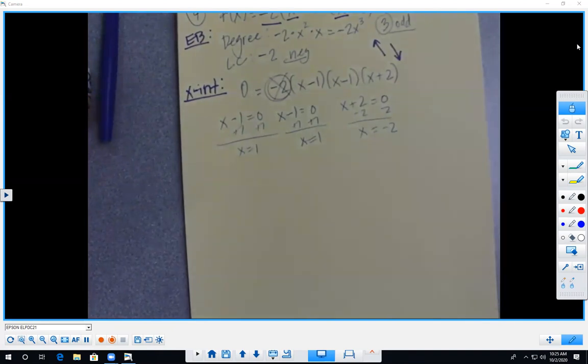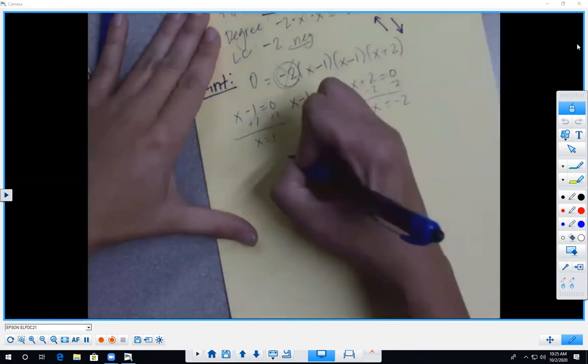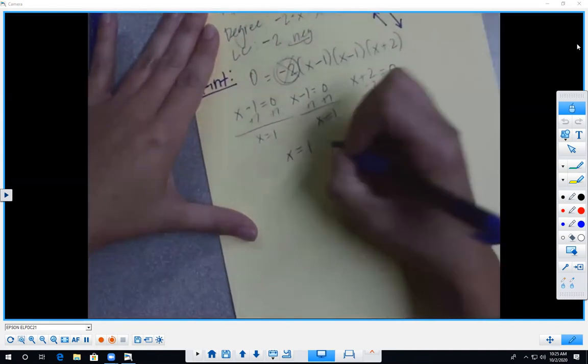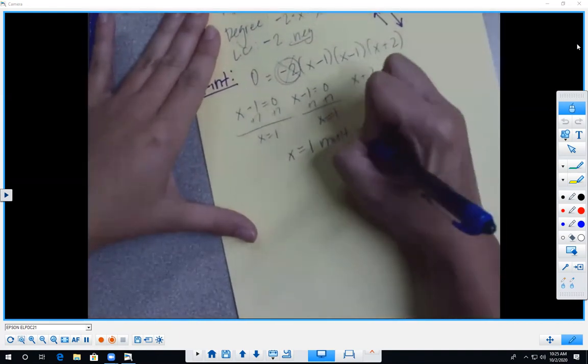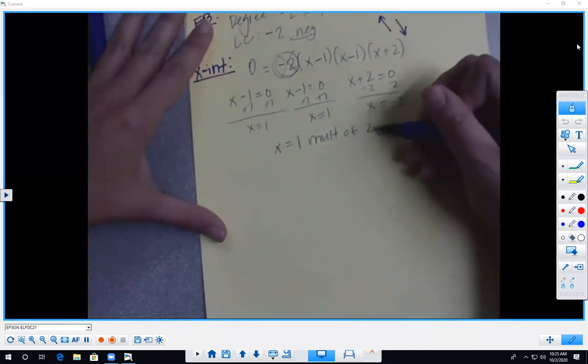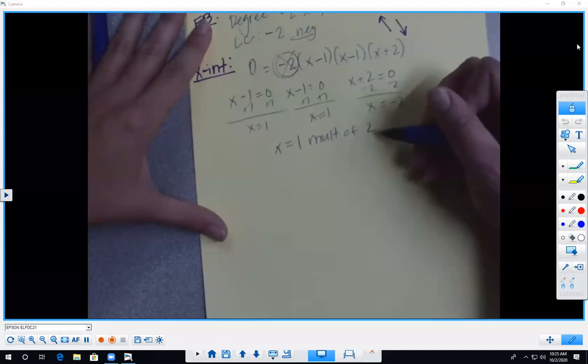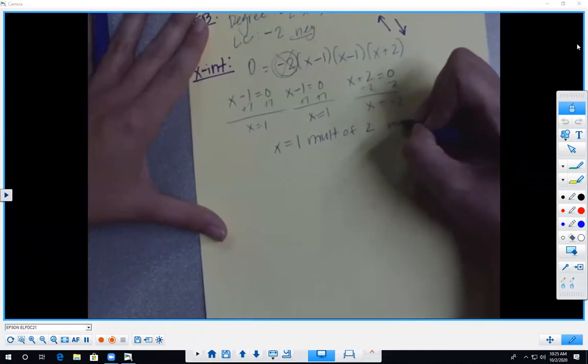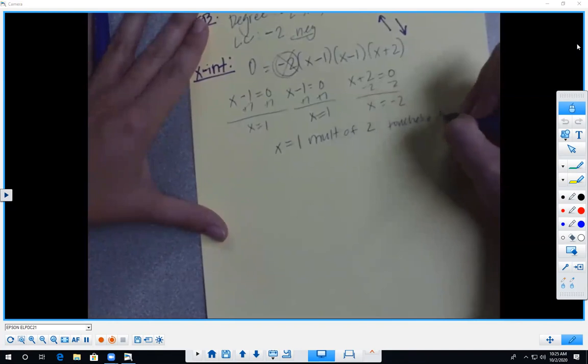How many solutions should I have here? 3, because my degree is 3. Do I have 3 here? Yes, one of them has multiplicity though, because x equals 1 two times, so it has a multiplicity of 2. Even number multiplicity tells me that it does 2 things. It touches and turns. It bounces off the x-axis. So it touches and turns here.